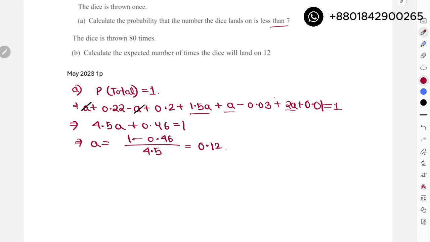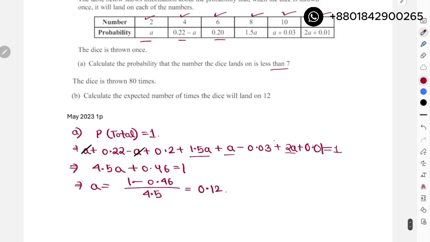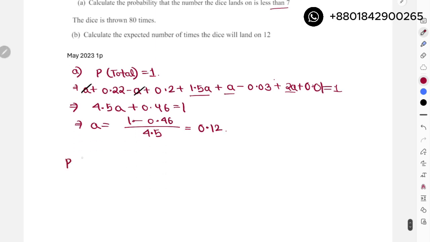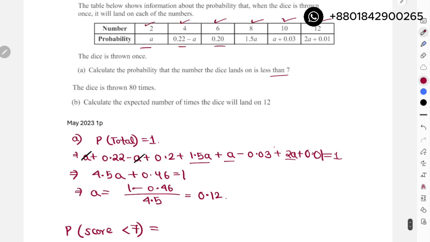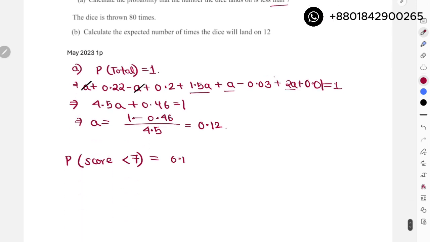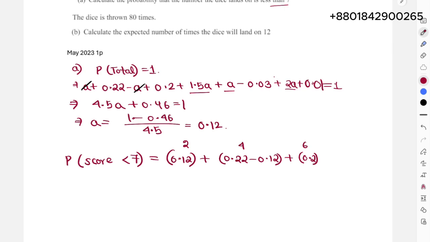If the value for A is 0.12, now you can say that for a score less than 7, the probability of a score less than 7 means you have 2, 4, 6, which is A, 0.22 minus A, and 0.2. So 0.12 plus 0.22 minus 0.12 plus 0.2. So this was for scores 2, 4, and 6. From there you get 0.42.